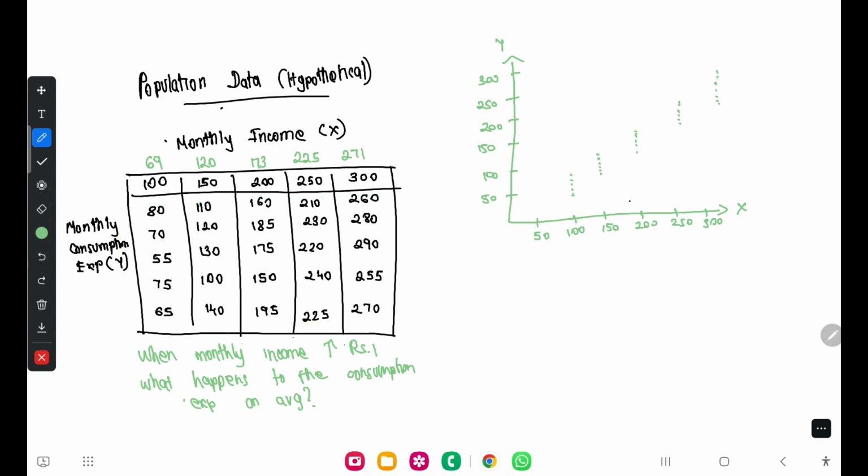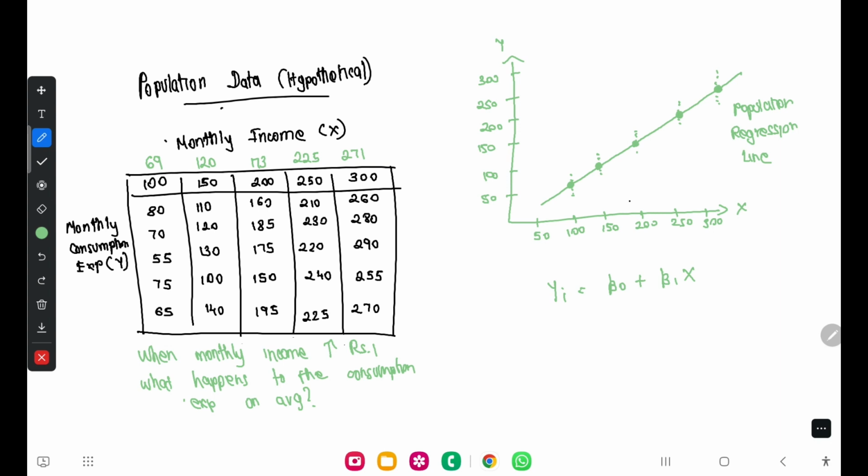Now if I mark the averages which I have got, that is this 69, 120, 173, 225, 271, I get a straight line. And this straight line is what we refer to as the population regression line. That is equal to y is equal to beta naught plus beta 1 x.